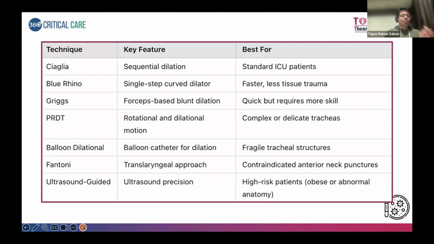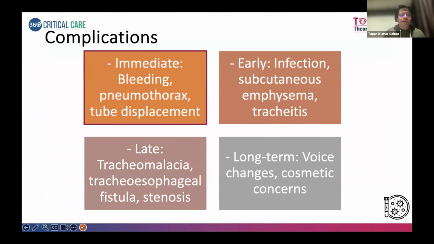Before going for the procedure, you can do the ultrasound, assess the vascular structures around the anatomy of the neck, and then go for the procedure. Now the complications, again, will be divided into immediate, early, late, long term. In immediate: bleeding, pneumothorax, tube displacement. Early: infection, subcutaneous emphysema. You have done the procedure.